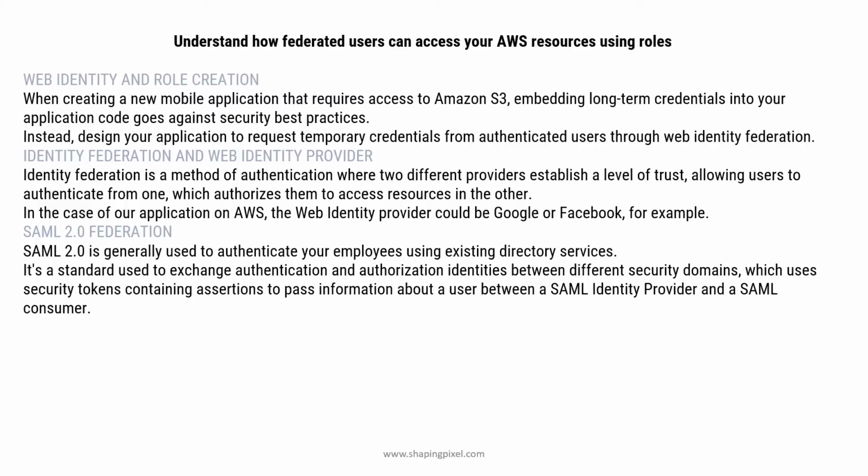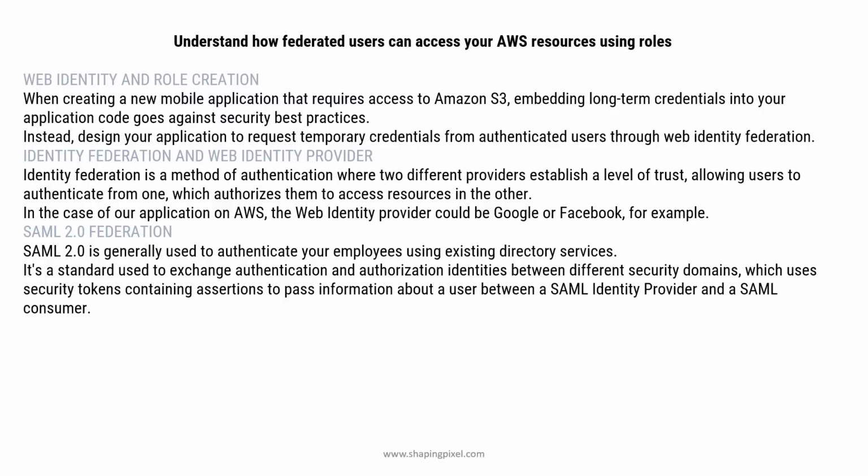Identity Federation is a method of authentication where two different providers establish a level of trust, allowing users to authenticate from one, which authorizes them to access resources in the other. In the case of your application on AWS, the web identity provider could be Google or Facebook, for example.